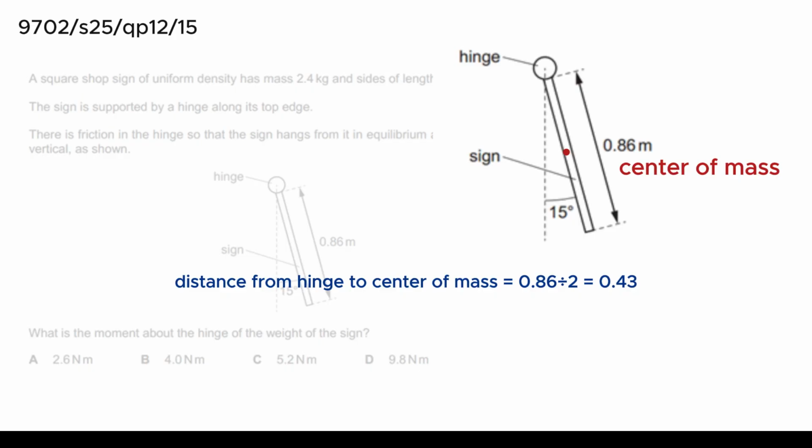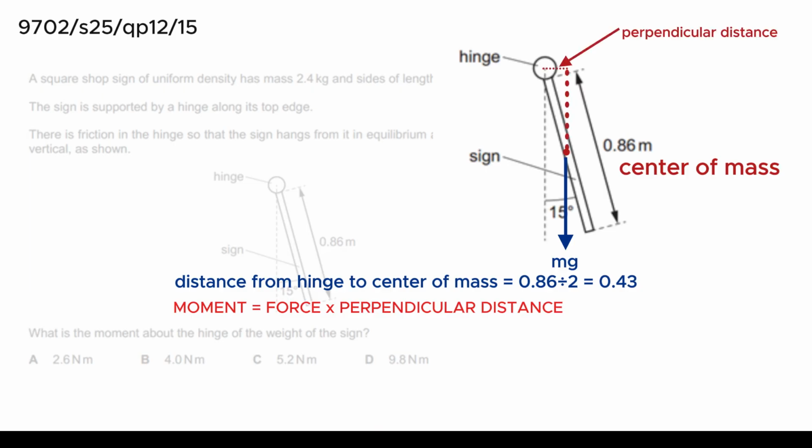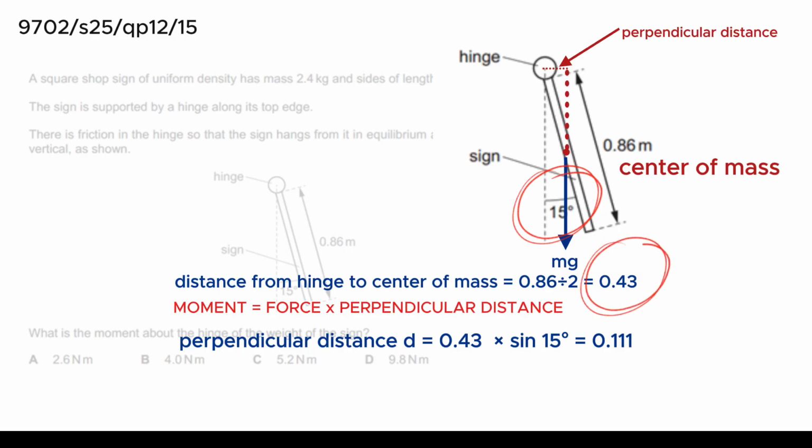Recall the formula for moment. Moment equals the product of force and perpendicular distance from pivot to line of action of force. Here, the force is the weight mg acting downward at the center of mass. The pivot is the hinge. So, we need the perpendicular distance from the hinge to the vertical line of the weight. In the right triangle formed, the hypotenuse is 0.43 meters. The angle with vertical is 15 degrees. So, perpendicular distance equals 0.43 times sine 15.